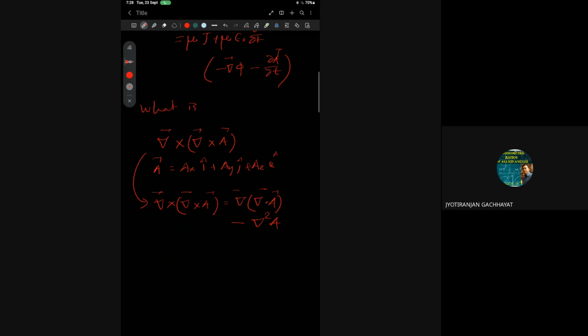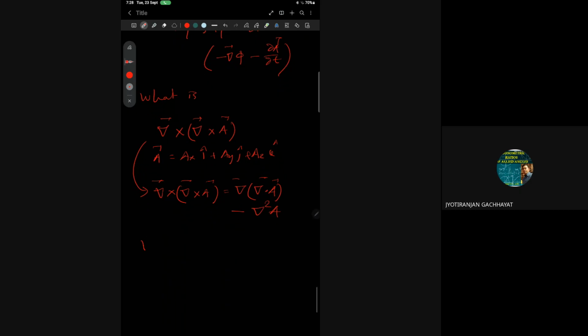Let us try to see the right hand side first. del (del dot A) minus del square A. This is equal to (del by del x i cap plus del by del y j cap plus del by del z k cap) operating on del dot A, so del ax by del x plus del ay by del y plus del az by del z. This is one part.